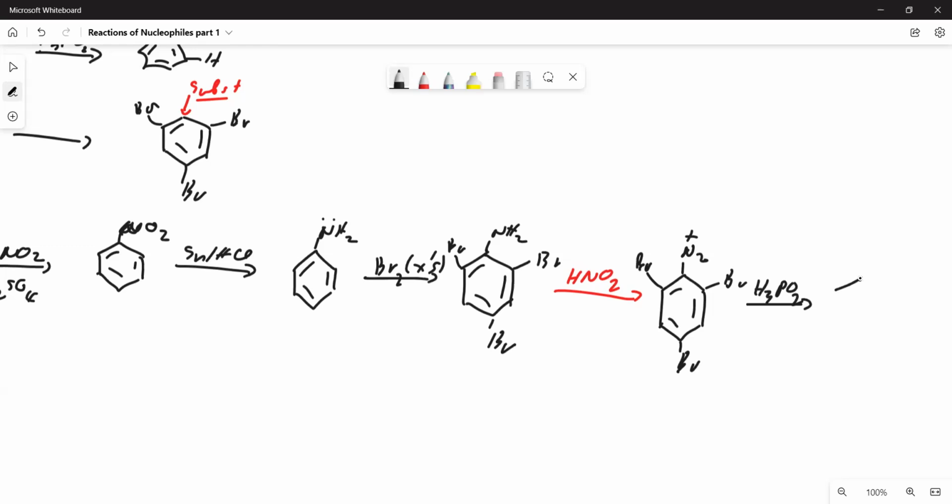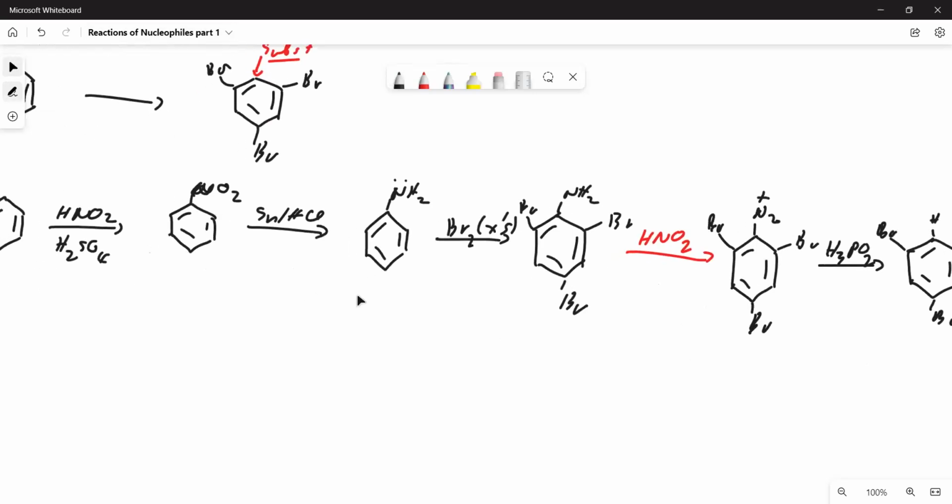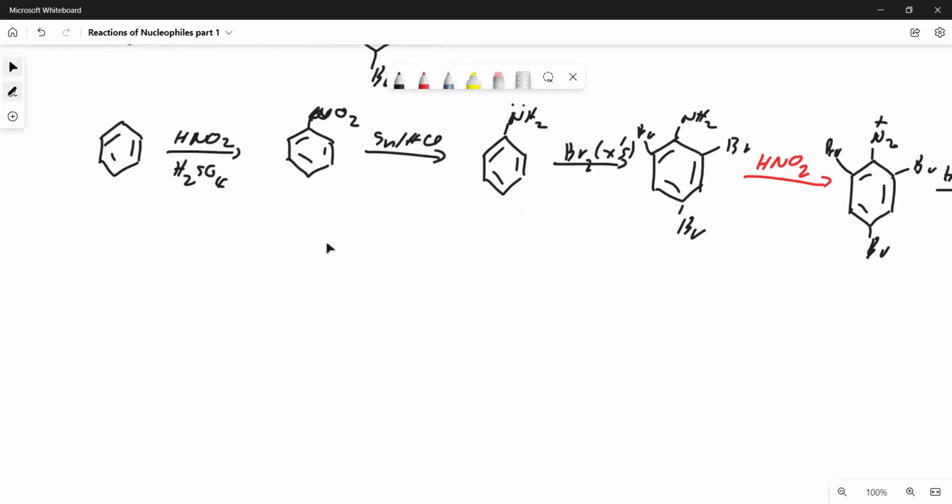So if you react this with H3PO2, then you have now your target product. Okay. Because that part will be replaced by hydrogen. So you have now your bromine here, your bromine here, and bromine here at the meta positions. Okay, so that's one of the important utilities of the diazonium reactions.